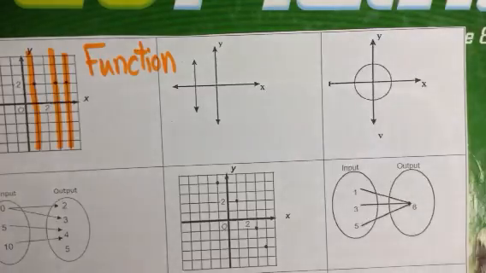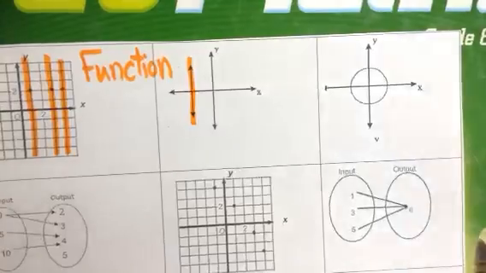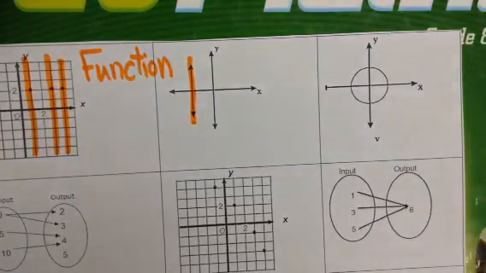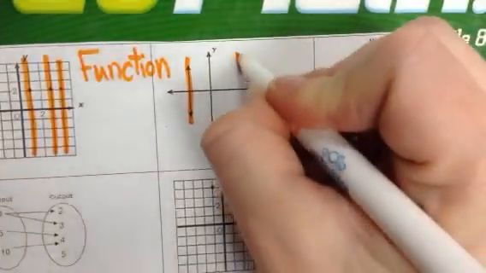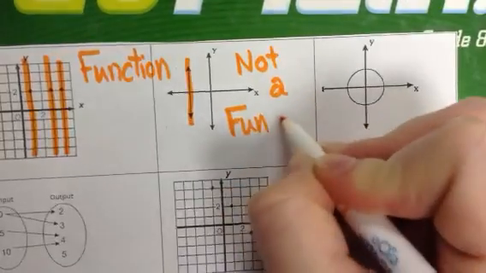This next one here at the top, they have a line on this graph. So if I draw a line on top of that line, well, it has a bunch of different y values. So this is not a function.